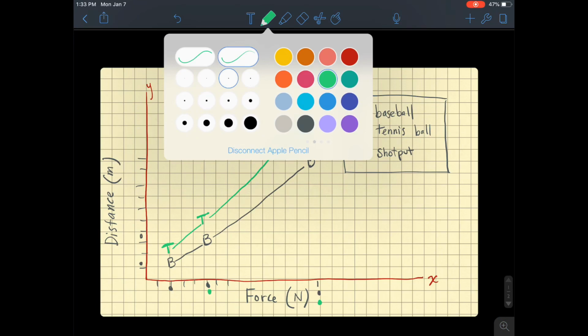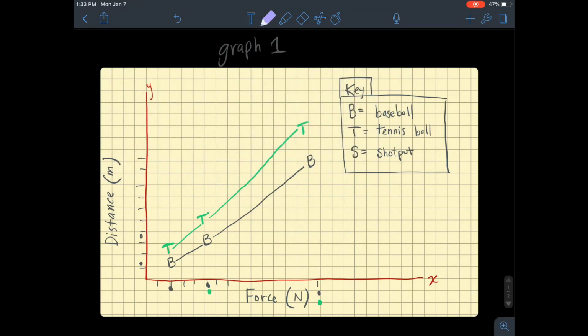Now a shot put is quite a bit different. A shot put weighs a lot more than a baseball or a tennis ball. So if I apply just a little bit of force, let's say that the shot put hardly even goes past the slingshot. The next time I apply force, it just goes a few meters, and when I apply the most amount of force, we'll say that the shot put finally moved a little bit, but not very much at all. So I would then connect the lines for the shot put. So you can get an idea of what this graph would look like.